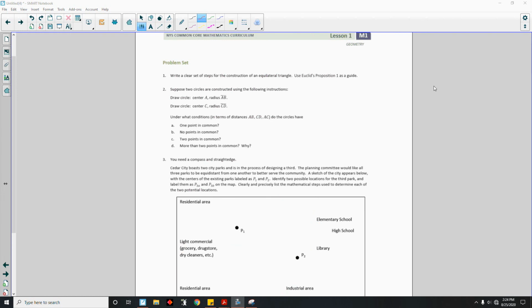Okay, page 6 brings us to the end of lesson 1. Go to your problem set.